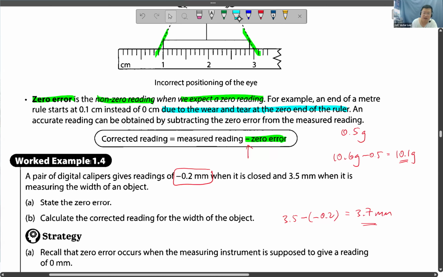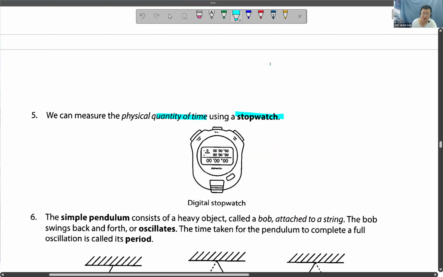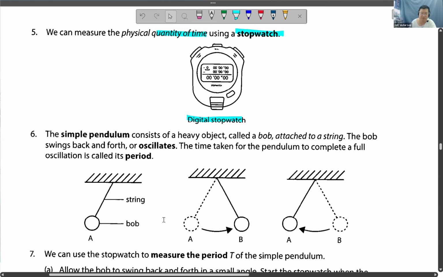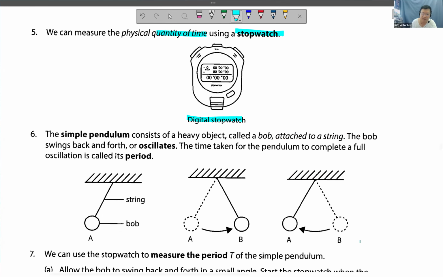Measure time is stopwatch. You use a digital stopwatch, of course. A pendulum is also able to measure the time. I mean, you can measure the time of a pendulum. So a pendulum swing is forward, then backward. This is called one oscillation. Like here, then back is one oscillation. Okay. So the time taken for it to have a complete swing is called a period.